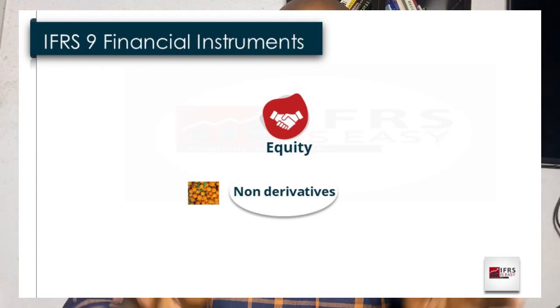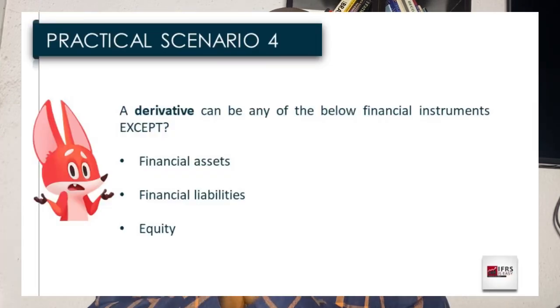Anything that makes equity a derivative automatically transfers it back to what? You guessed right, a financial liability. And so equity does not have anything to do with derivatives. So by the time we get to derivatives, you can never hear me say, this equity is a derivative. No. All right, so quickly, let's look at this. A derivative can be any of the below financial instruments except what? You know the answer to that.